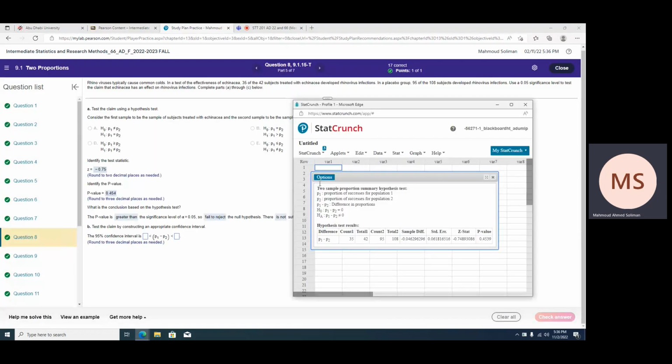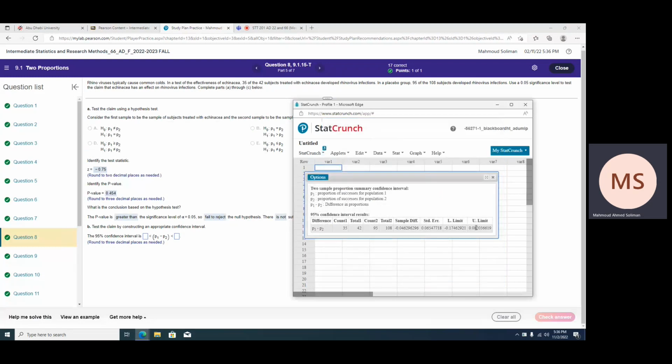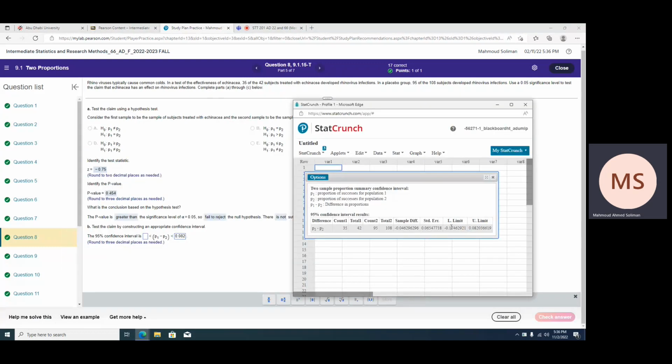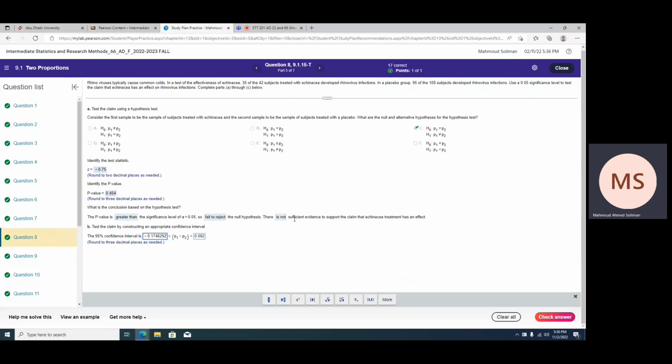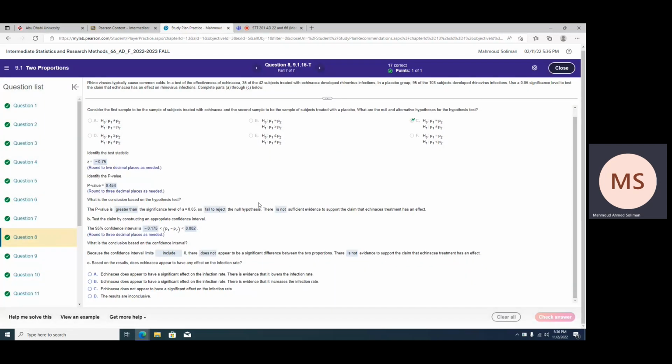So the interval we'll have to edit. Confidence interval, they give us 95%, we'll use it. Copy paste this one. Copy this one. Here we have 4 decimals, round up to 3. So it includes 0. That means there is no difference between them. That means there is no evidence to conclude that it has an effect. Once it includes 0, it automatically does not appear.